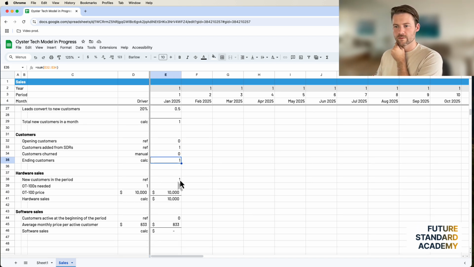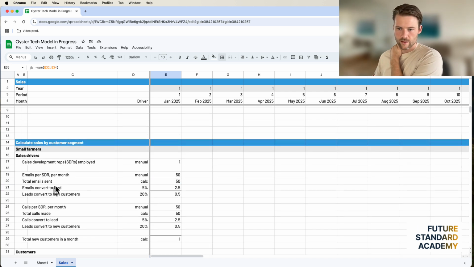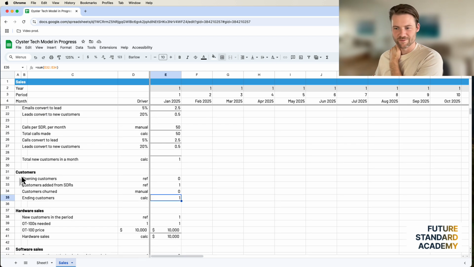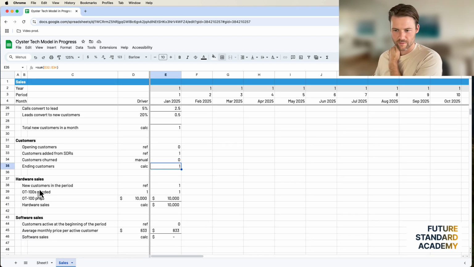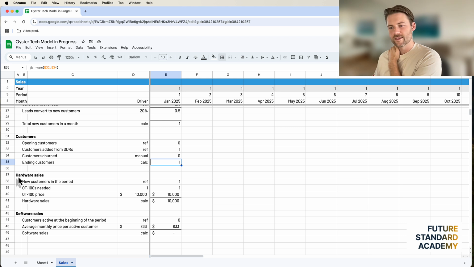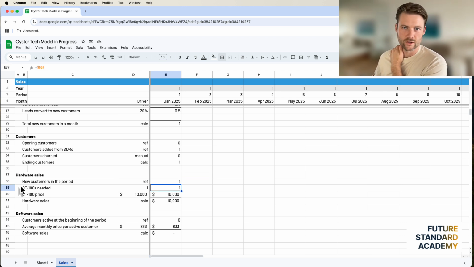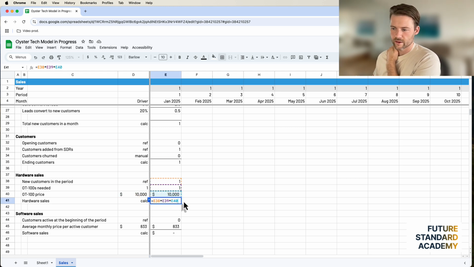Now, the customer is going to drive what kind of hardware and software is being sold, right? The sales driver drives the amount of new customers, then the customers drive what needs to be purchased in that period. And in this case, for hardware sales, a new customer in the period comes on. When there's a new customer, they need to get set up with the OT100, which is the hardware component of Oyster Tech's monitoring system, but they only need that in the month that they come on board, right? They're not going to need it recurring. So the price is $10,000. That's locked in there. And they're going to purchase $10,000 worth of product in that first month.